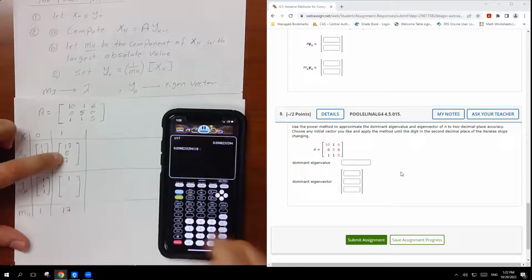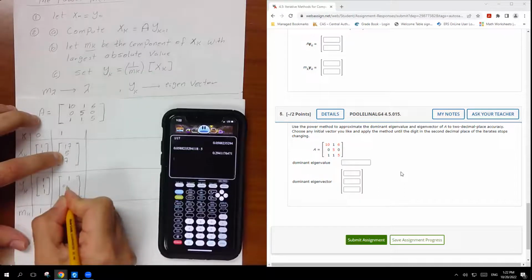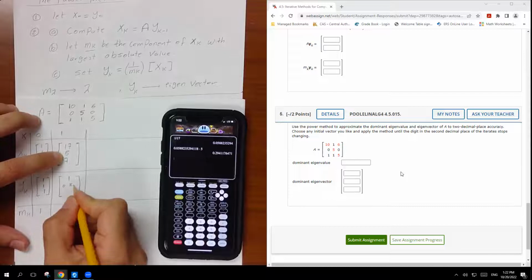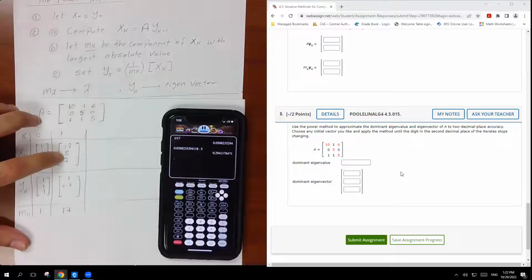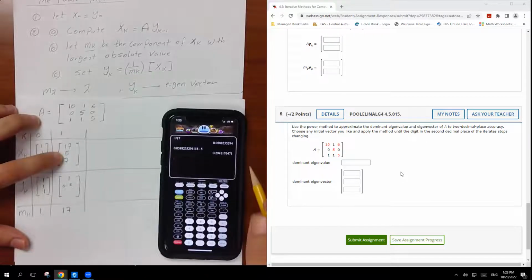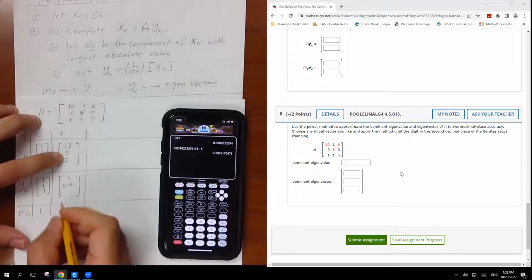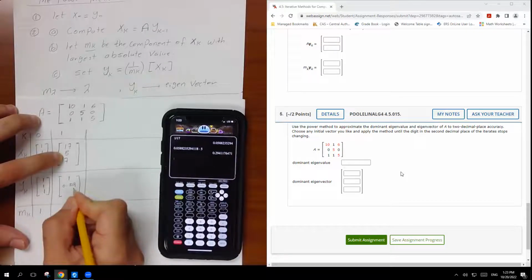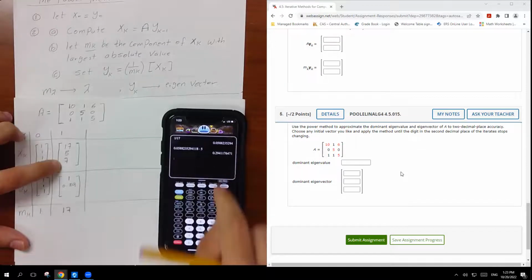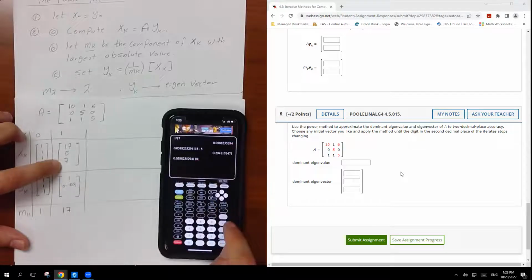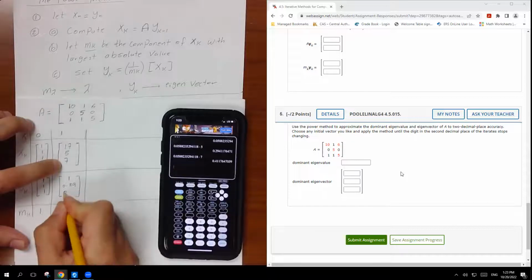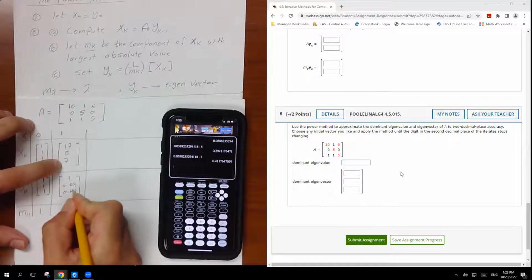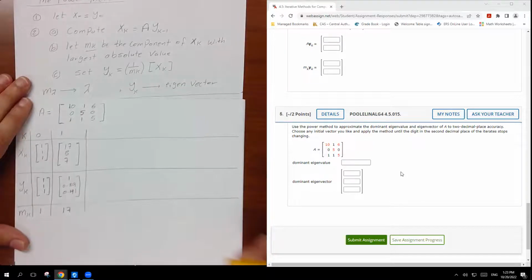1 over 17 times 5 is going to be 0.294. How many decimals? I ask you for 2 decimal places accuracy, so 0.29. And the same number, 1 over 17 times 7, is going to be 0.41. Here is the second iteration.